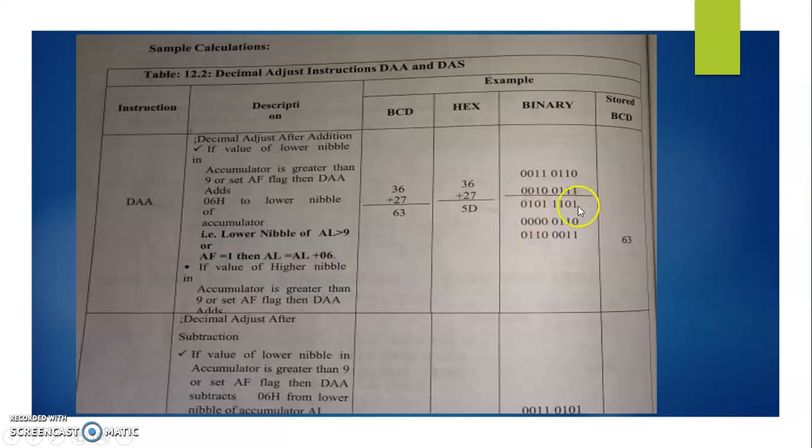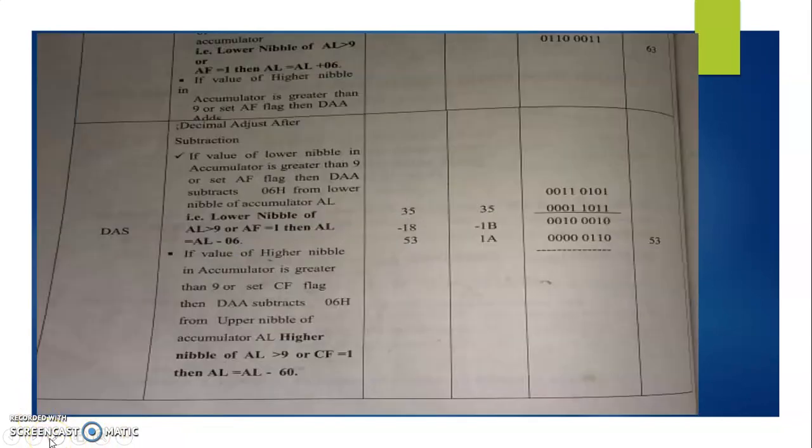So now we will do the binary addition, so you will get this. Okay, now next is your decimal adjust, DAS, decimal adjust after subtraction. If the value of lower nibble in accumulator is greater than 9 or the AF flag is set, then DAS subtracts 06H from lower nibble of accumulator AL. That is, if lower nibble of AL is greater than 9 or AF equals 1, then AL equals AL minus 6.